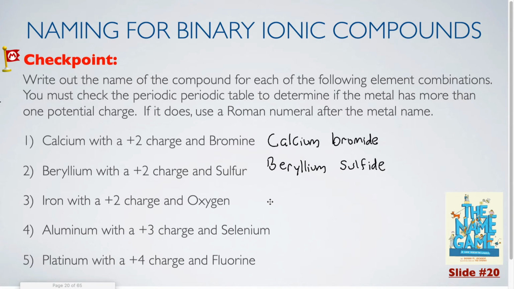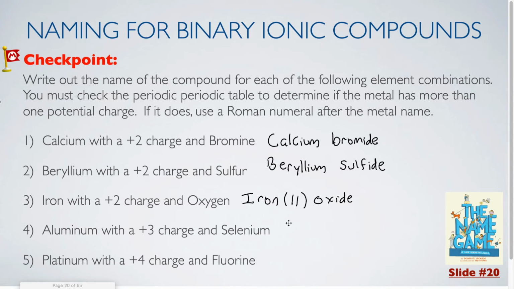In our next example, we have iron, and iron is a transition metal which happens to have more than one charge. So I need to specify which iron I am talking about here. It has a positive 2 charge, so I'm going to place a Roman numeral of 2 in the parentheses. The oxygen is going to become oxide.